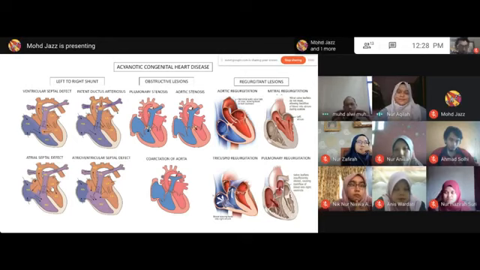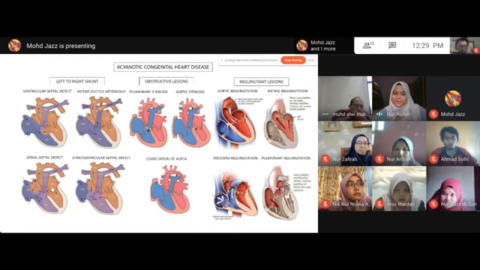Okay. And among the physical signs which distinguish ASD from others are that in ASD there will be fixed splitting of S2 because of the defect in ASD. It causes equalization of pressure between the left atrium and also right atrium, so it causes fixed splitting, which means the splitting of S2, which consists of aortic component A2 and also pulmonary component P2, it will be consistently widely split during both inspiration and also expiration because of the equalization of pressure in the left atrium and also the right atrium.